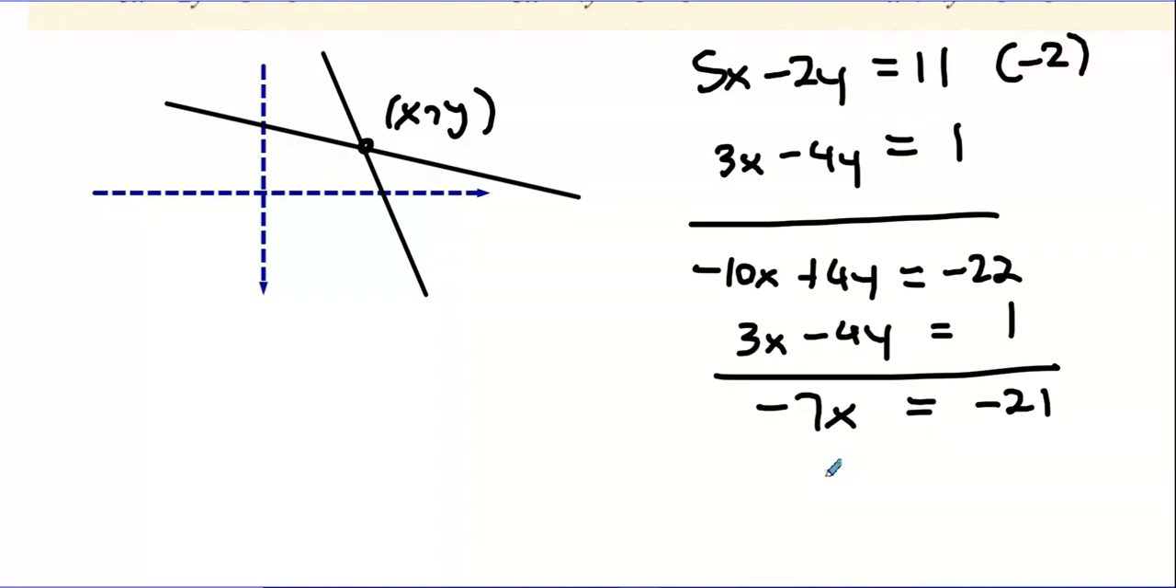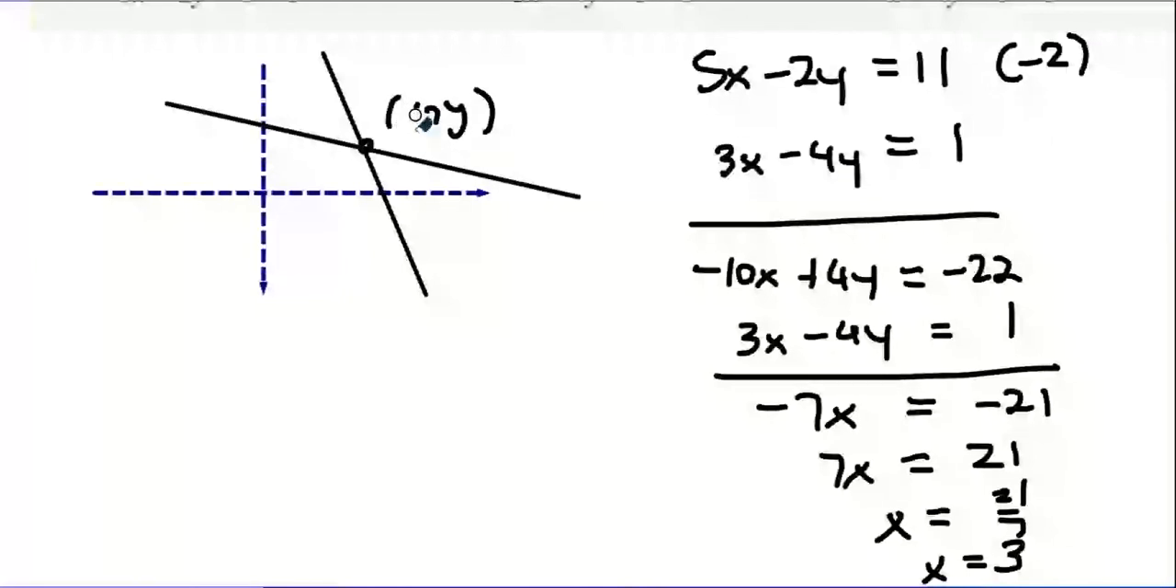Multiply both sides by negative. 7x equals 21, and x will equal 21 divided by 7. X equals 3. So we know the x coordinate is 3. But then what is the y coordinate is what we would like to figure out next. To figure out the y coordinate, you sub it back in. Pick either equation, A or B, to figure it out.